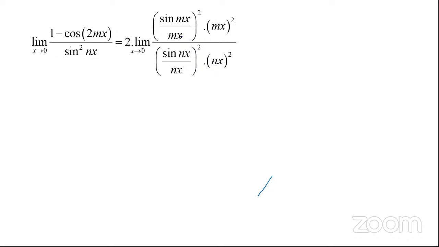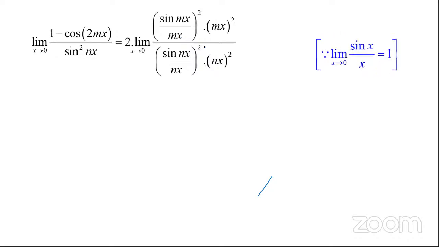I can write a by b whole square into m square x square as usual, and the denominator also we can write sin nx by nx whole square into nx whole square. Then this is a formula we can use.